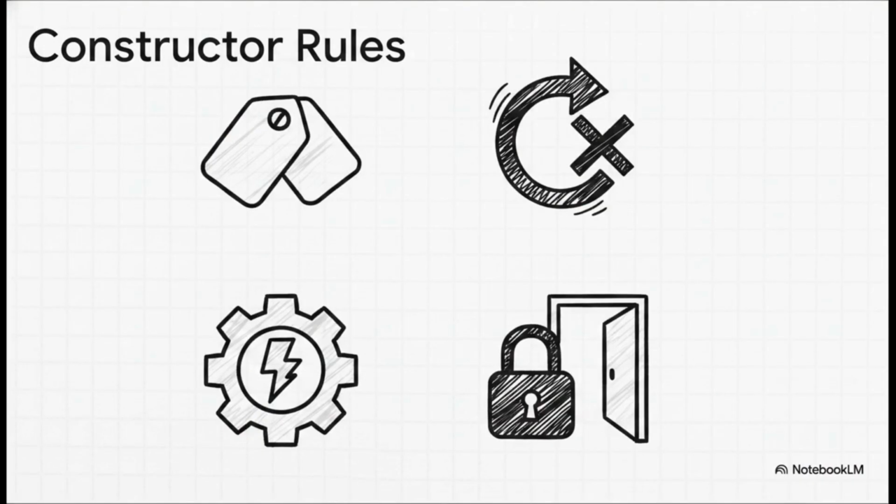Rule number 1, same name. The constructor has to have the exact same name as the class it belongs to. No exceptions. Rule number 2, no return type. A constructor doesn't return any value whatsoever. You don't even write void in front of it. Literally nothing is returned. Rule number 3, automatic invocation. You never have to manually call a constructor. It runs entirely on its own, the exact second you create an object. And finally, rule number 4, must be public. Your constructor should always be defined under the public access specifier. It cannot be private or protected.